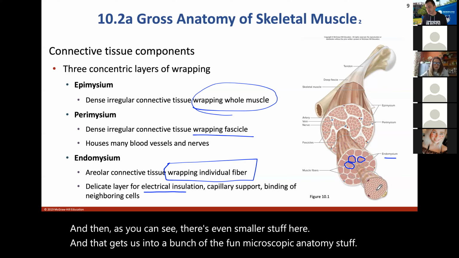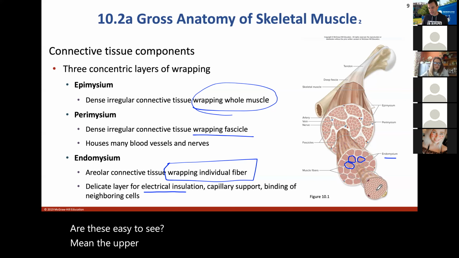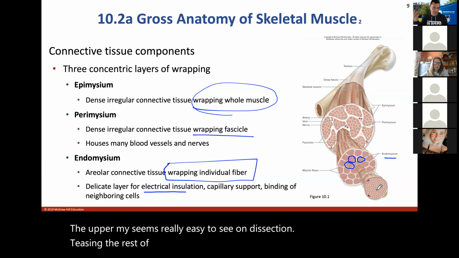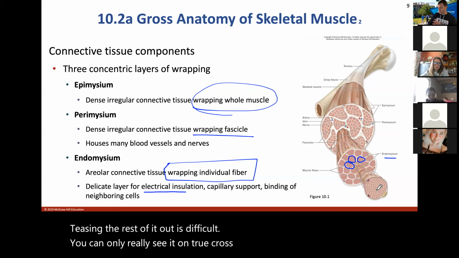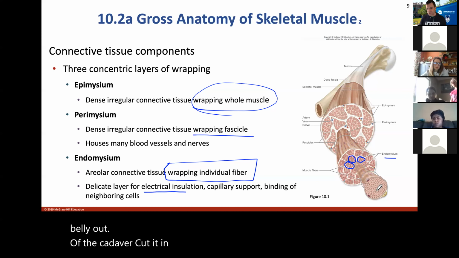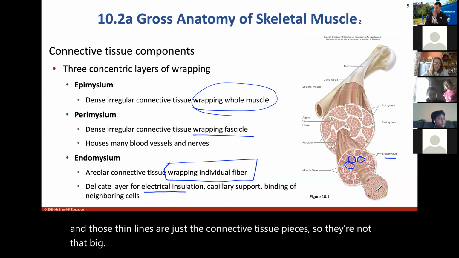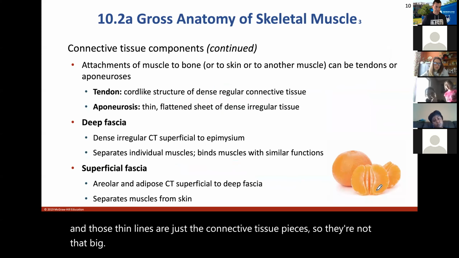Are these easy to see? No. I mean, the epimysium is really easy to see on dissection. Teasing the rest of it out is difficult. You can only really see it on true cross sections. So if you take the muscle belly out of the cadaver and cut it in half, then you can see some very thin lines around it. And those thin lines are just the connective tissue pieces. So they're not that big. So that's the connective tissue wrappings.